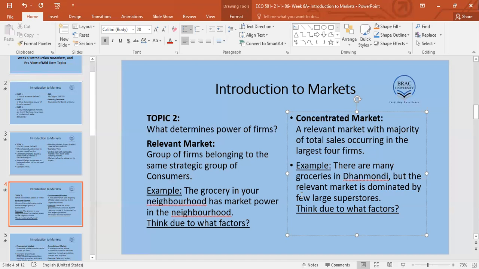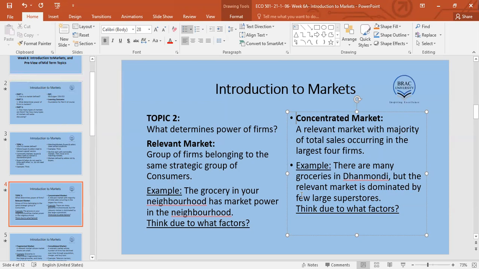Okay, now let me give you an example. There are many groceries in Dhanmondi, but the relevant market is dominated by a few large superstores. You have Agora, you have Unimart, and you have Kazi's, the superstores. So these three superstores dominate Shatmojid Road, but there are other grocery shops.